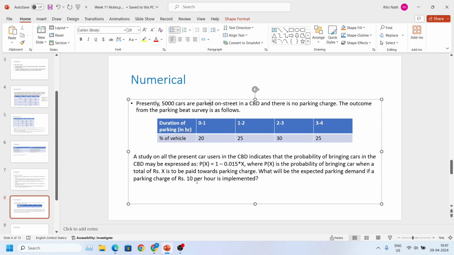So your X is 10 here. If you plug in 10, that will give you the probability of bringing a car when a total of rupees 10 is to be paid towards parking charge. So you'll get the probabilities across different time intervals based on the parking charge, or the probability of bringing a car.